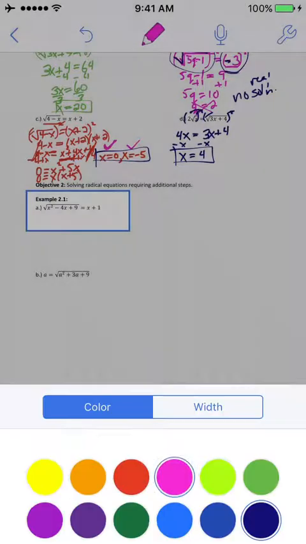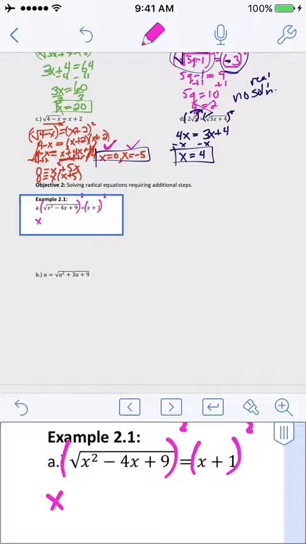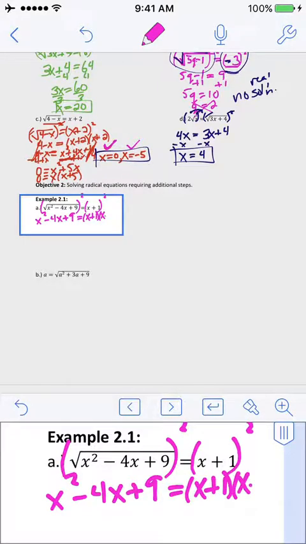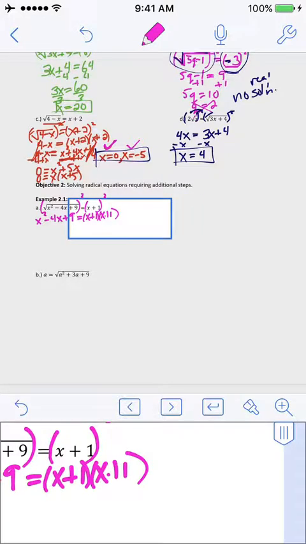Okay, I've got this polynomial on one side that is all being square rooted. So let's start with that. Square both sides. That cancels. I'm left with x squared minus 4x plus 9 is equal to x plus 1 squared, which is the same thing as x plus 1 times x plus 1.